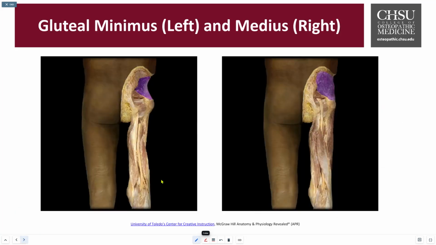Here is a cadaveric image showing you those two muscles. So on the left side, we have the gluteus minimus, deeper within, with tissues and muscle fibers removed, and on the right side, we have the gluteus medius. So this is a real cadaveric dissection of the lower limb.